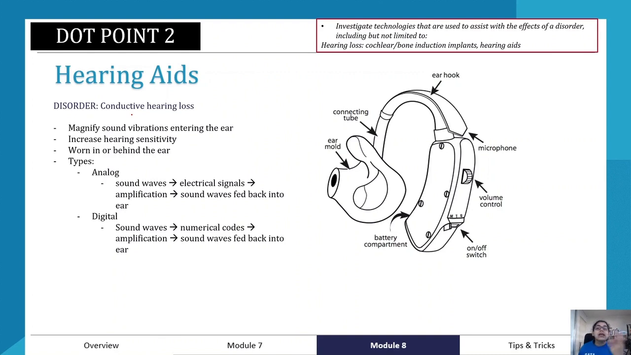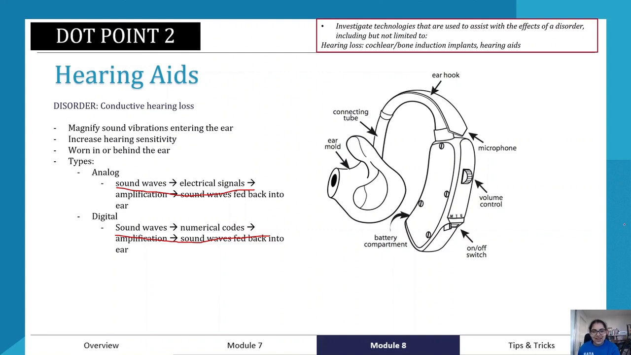Hearing aids can be worn in or behind the ear, and there are two types. You've got analog: analog hearing aids convert sound waves into electrical signals, which are amplified, and sound waves are fed back into the ear. But with a digital hearing aid, sound waves are converted into numerical codes. They're then amplified, and sound waves are fed back into the ear. So the difference here is sound waves to electrical signals in comparison to sound waves to numerical codes.